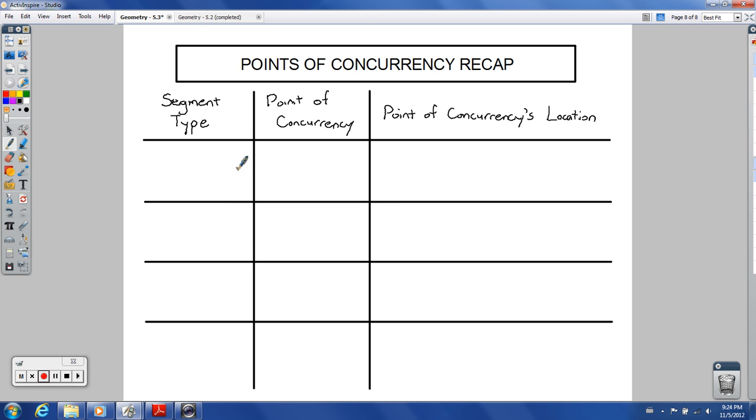And give yourself at least 3 lines for each one of these. So 1, 2, 3 blue lines for you will do what you need here on this part. We started off with perpendicular bisectors, so that will come first.